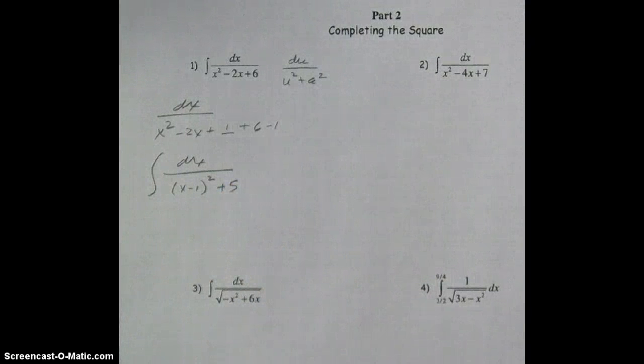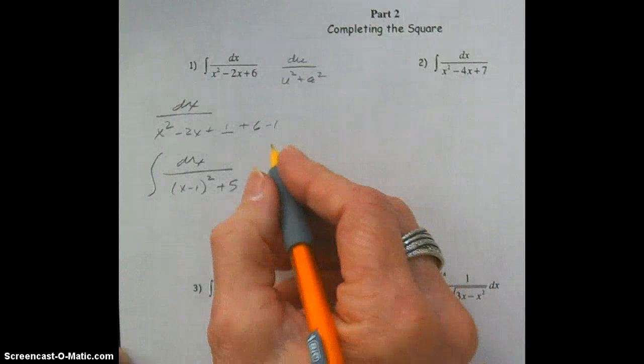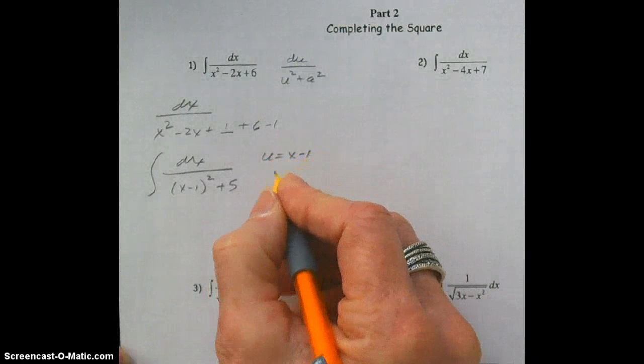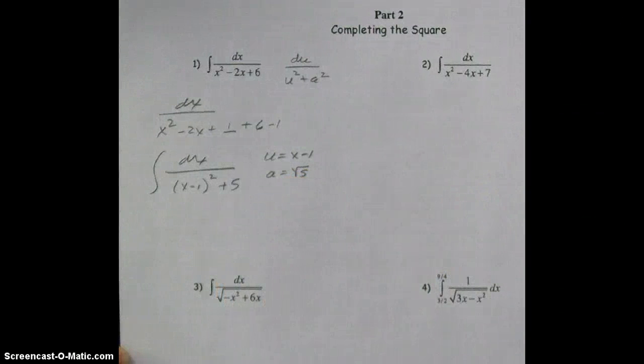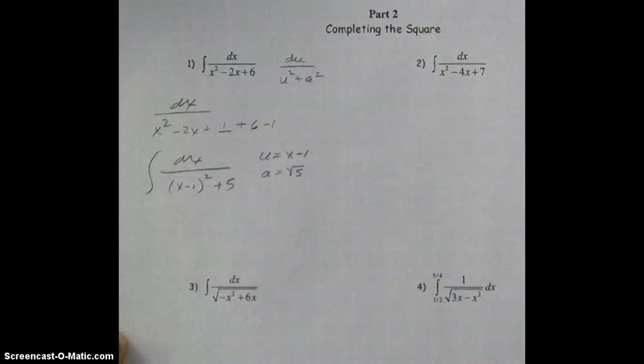So I want you to finish off, but let's identify. So u is going to be x minus 1. A is going to be the square root of 5. And then see if you can fit it into your tangent inverse.